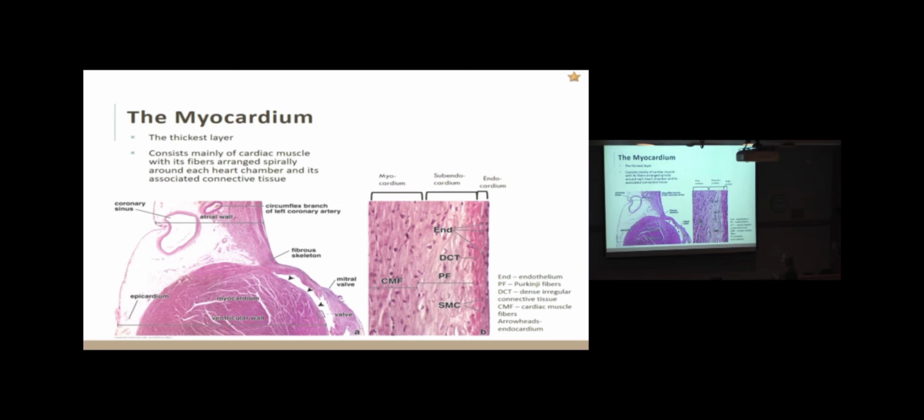Endothelium, connective tissue, Purkinje fibers, a few smooth muscle cells sometimes. All the images that I've shown you, it's quite thick looking, but sometimes it looks quite thin. Sometimes you would hardly see more than this little layer here. Okay, and of course you won't see Purkinje fibers in the atria.